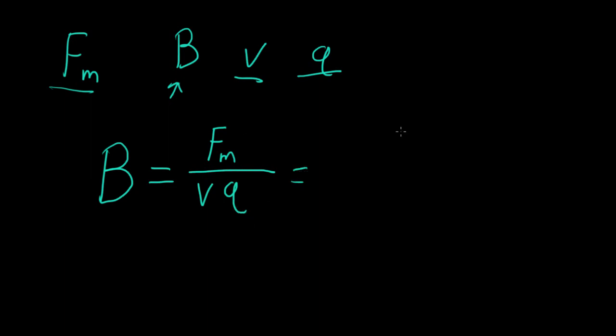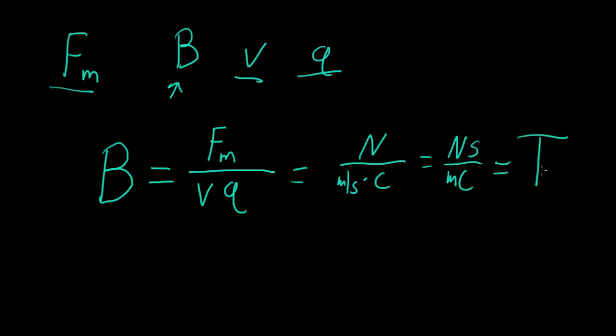Now remember that force is measured in newtons, velocity is measured in meters per second, and charge is measured in coulombs. So if we rearrange this, we'll end up with newton seconds per meter coulomb, which isn't a very useful or intuitive sort of unit. So what this actually is, is a Tesla, a capital T for Tesla.